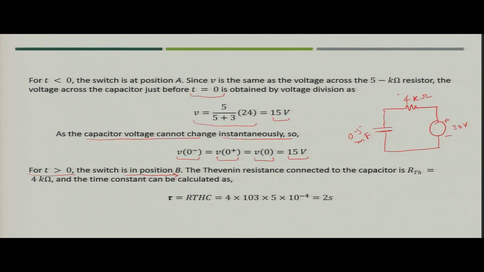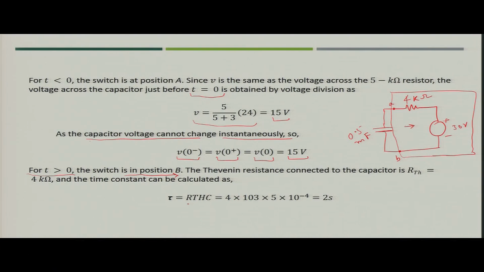If you see this circuit, these are the two terminals of the circuit. The right side of that is nothing but the Thevenin equivalent, which is applied across the capacitor. So, the Thevenin equivalent for the circuit at time t greater than 0 would look like as shown in the figure. This section would be your Thevenin equivalent. So, you can simply say that RTH is nothing but 4 kilo ohm.